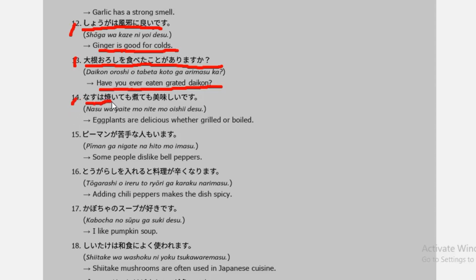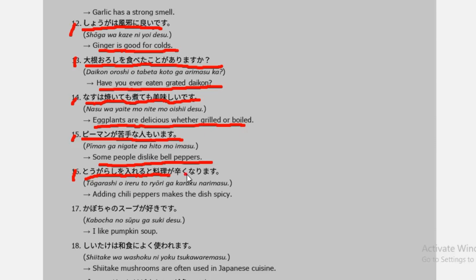The next is daikon oroshi o tabeta koto ga arimasu ka, means have you ever eaten grated daikon? The next is nasu wa yaite mo nitte mo oishii desu, means eggplants are delicious whether grilled or boiled. The next is piiman ga nigate na hito mo imasu, means some people dislike bell peppers. The next is togarashi o ireru to ryori ga karaku narimasu, means adding red chili peppers makes the dish spicy.